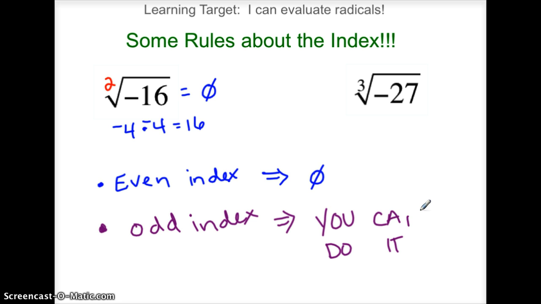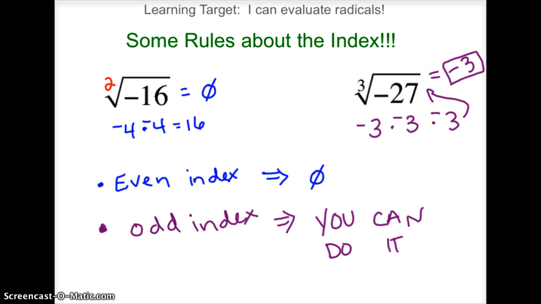So over here, on our previous slide, we knew that 3 times 3 times 3 equals 27. Well, if I make them all negative, I will in turn get the product, negative 27. So the answer to the cube root of negative 27 is negative 3, because I can take 3 of them based on the index. I need 3 of them. I can take 3 negative 3's and they will multiply to negative 27, the radicand. Okay, so remember, even, it's not possible with a negative. Odd, it is possible with a negative.